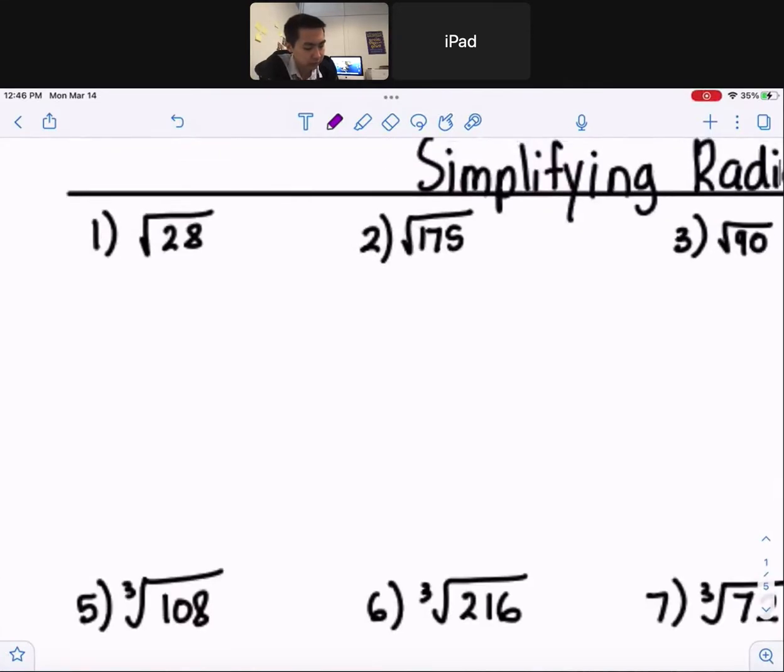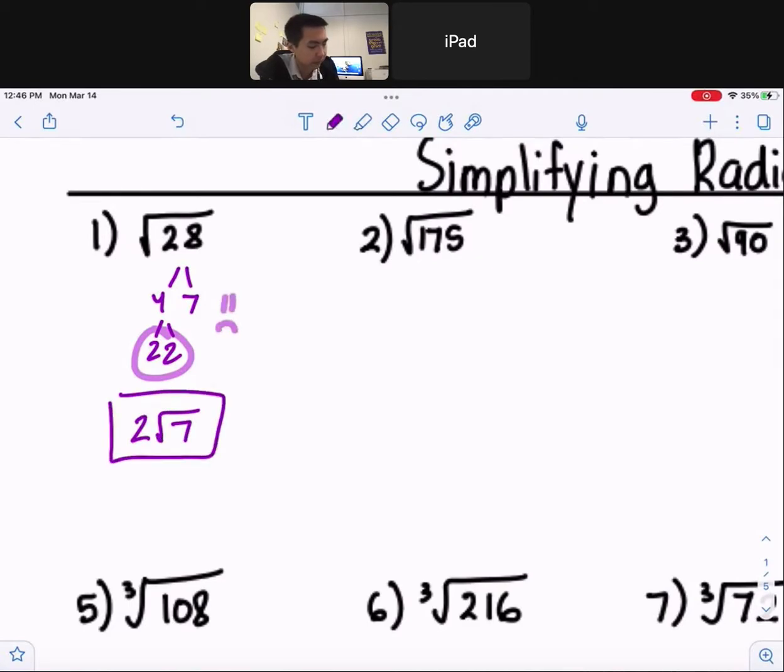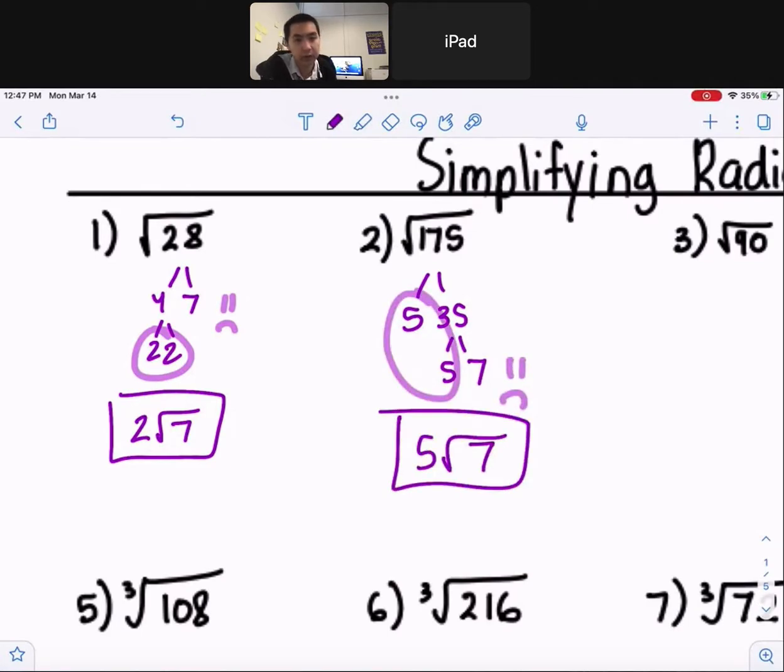For these, you would break them down, and because it's an index of 2, you've got to find pairs. Pairs go on the outside and leftovers go on the inside. So 2 radical 7. Same thing here. Now, 5 times 27... wait a second, nope, that is false. 5 times 35 is 175, and then 5 times 7 is 35. Pairs, leftovers, so 5 radical 7 on the inside.